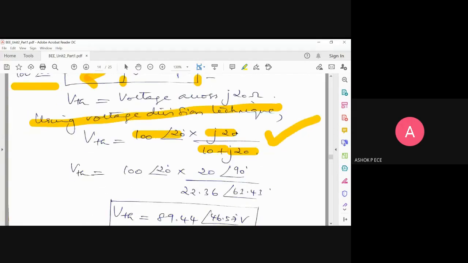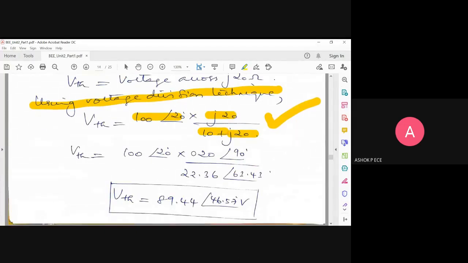See, one is in angle, one is in complex, so that is not good. So I'm going to convert everything to polar. So j20, the magnitude is 20, the angle is 90. I told you already, whenever only j comes, the angle is 90 because you are going to plot this j20 on the positive y-axis. So what is the angle of the positive y-axis from your x-axis?